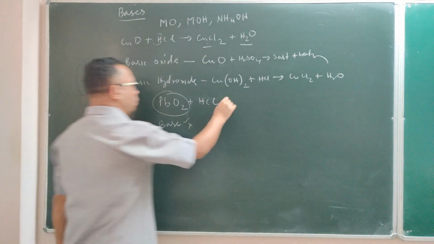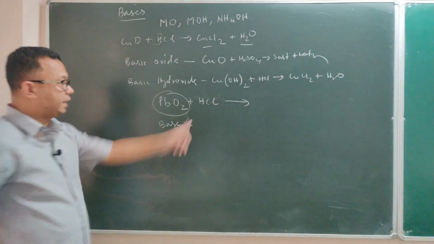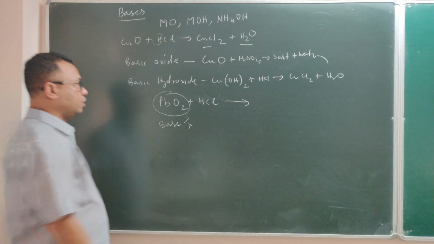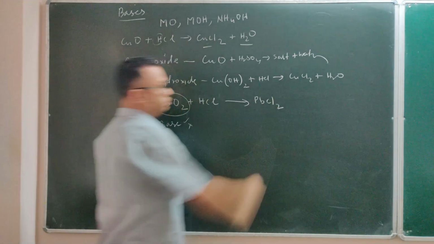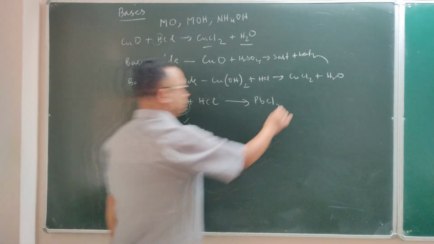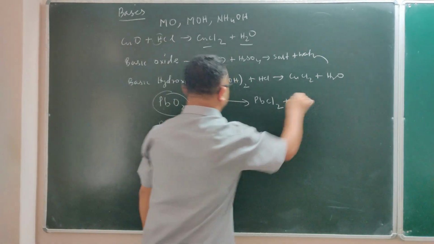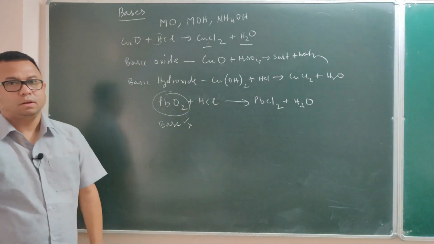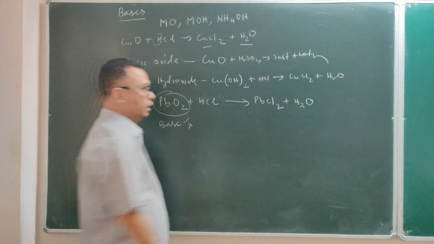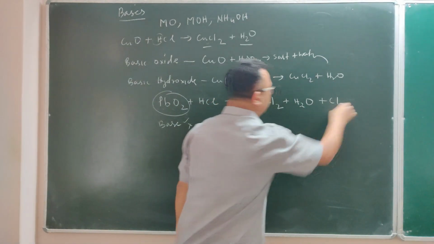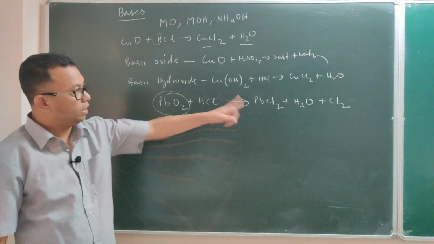Let's see then. When lead 4 oxide is reacting with HCl, then it produces a salt. Salt is PbCl. It produces a salt, and it also produces water. So it produces salt and water. But in addition to this salt and water, it also produces one more product, and that is chlorine gas. Chlorine gas is also coming out.